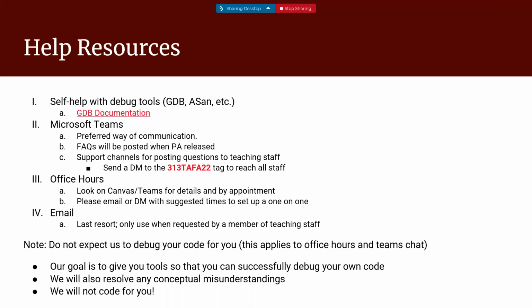So Microsoft Teams, as I already said, that's where we're going to be giving you information. You can ask questions. We also have this 313 TA fall 22 tag. That'll give everyone on your teaching team a notification, so that's better than DMing one specific person. The only time you would DM one person is if you had questions about grading; then you can DM your TA or me directly. All other times, if you have a question, reach out with that tag.